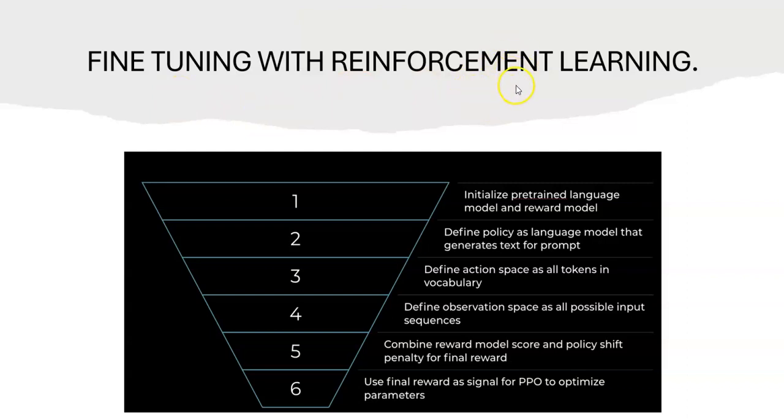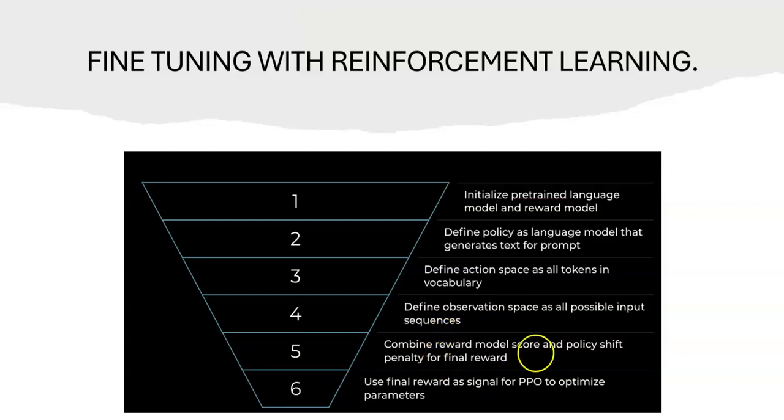Reinforcement means again using the reward model. So the steps are like this. In the first step, you initialize the pre-trained model and the reward model. In the second step, you have a policy defined for your language model, and based on the policy, your model generates the text for the prompts. In the third step, you have your action space and all the tokens. Tokens are nothing but the text that you have, broken down into pieces by removing stop words, etc. That part is called tokens, or the tokenization.